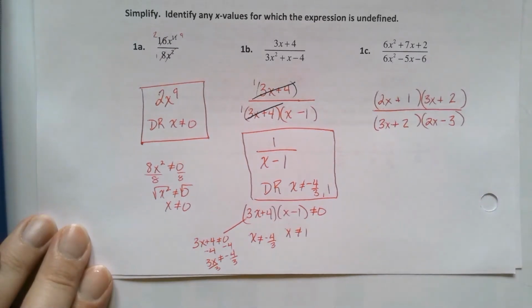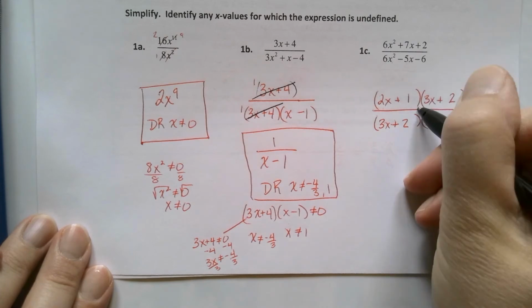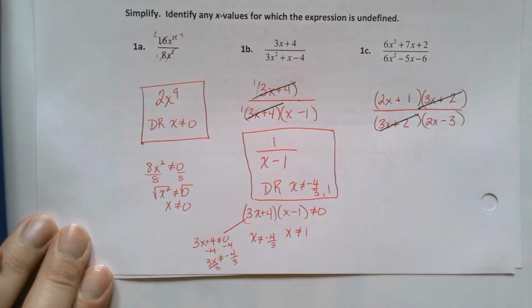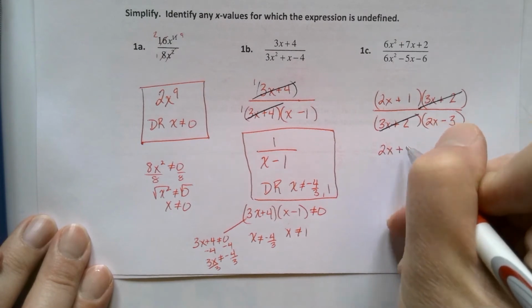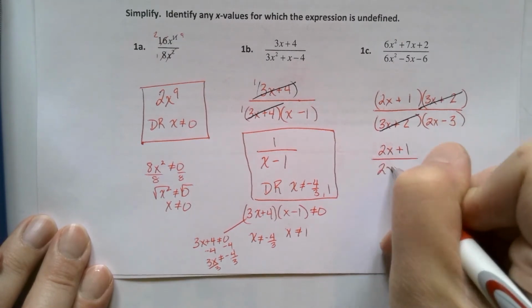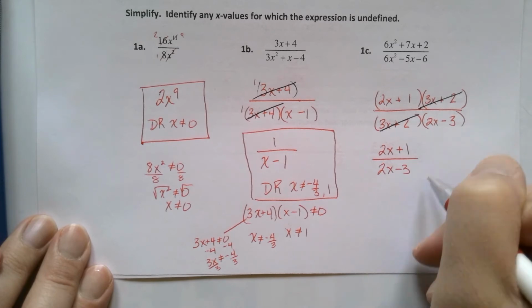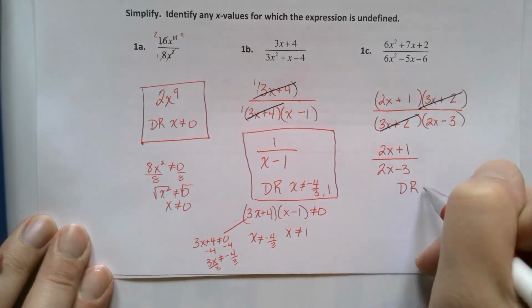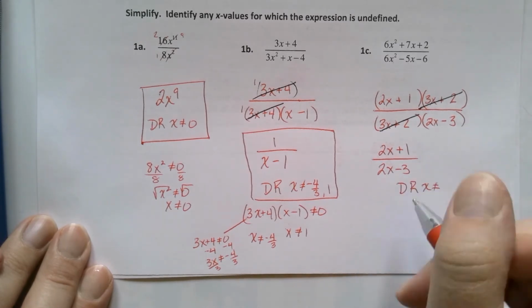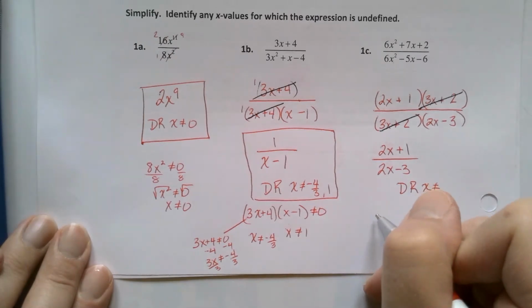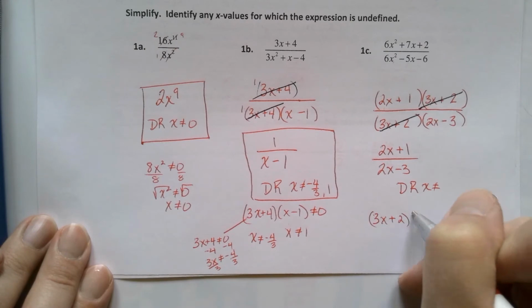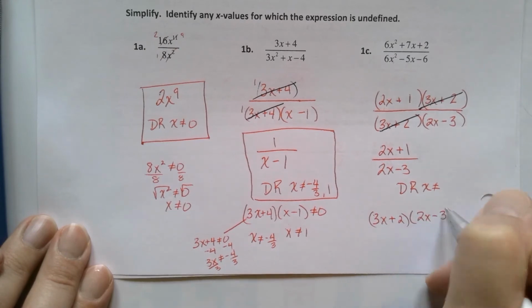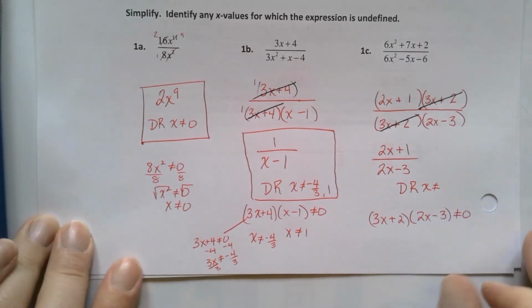All right, now that I have it completely factored, I'm looking for something to cancel, and I'm canceling the 3x plus 2 and the 3x plus 2. So what's left over is 2x plus 1 over 2x minus 3. Now, I do need a domain restriction. What can't x equal? So this comes from my denominator, 3x plus 2 times 2x minus 3 cannot be 0.